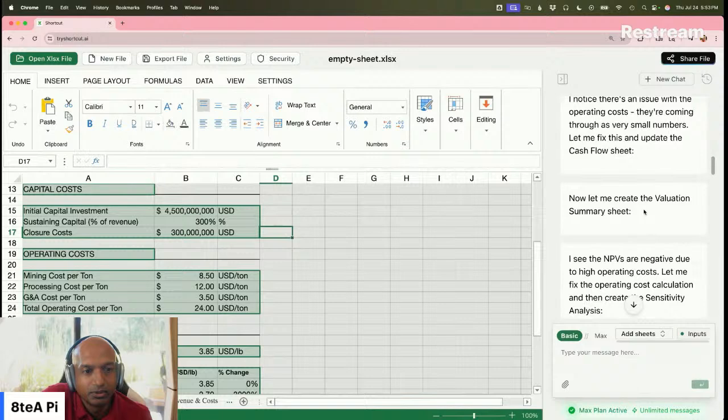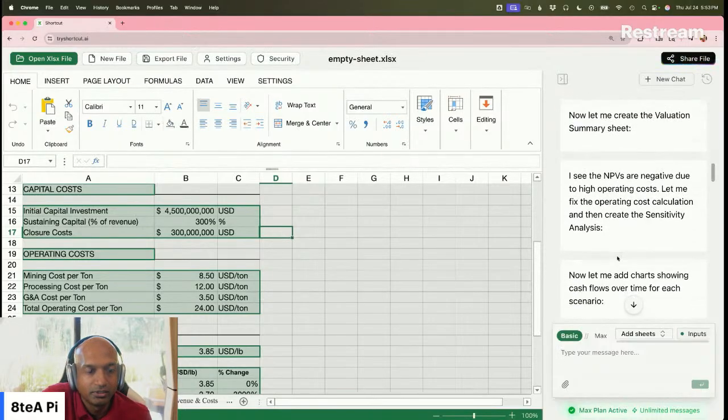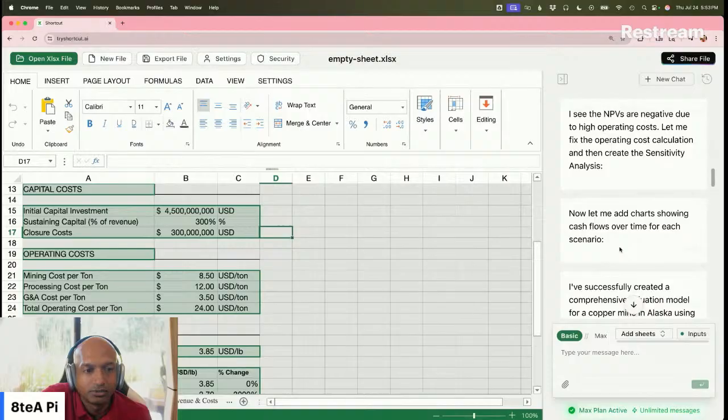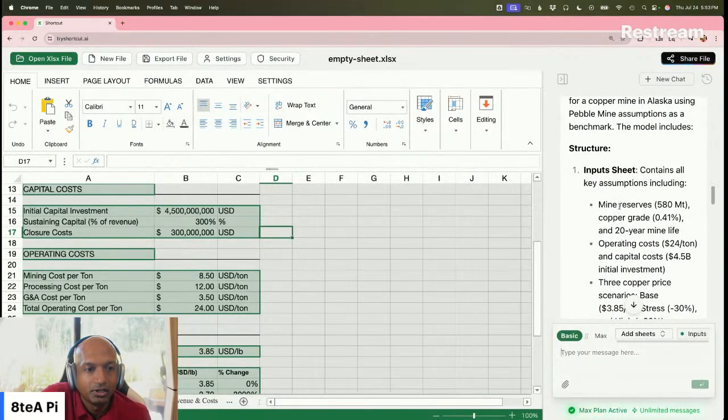Let me just read through what the agent said. It created each sheet by sheet. It said, "I see that NPVs are negative due to high operating costs. Let me fix the operating cost calculation and then create the sensitivity and showing cash flows over time for each scenario. I created a comprehensive mine valuation structure input feed."